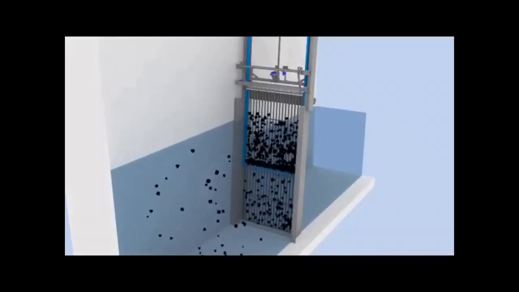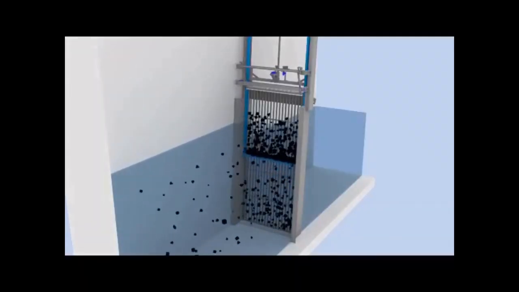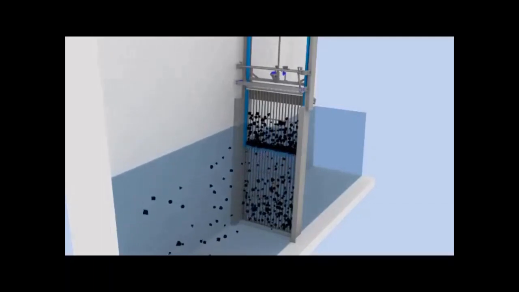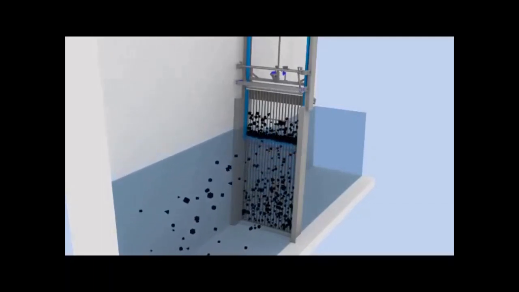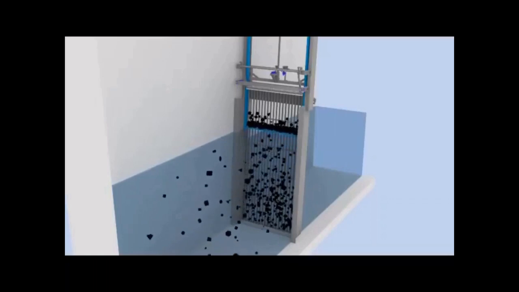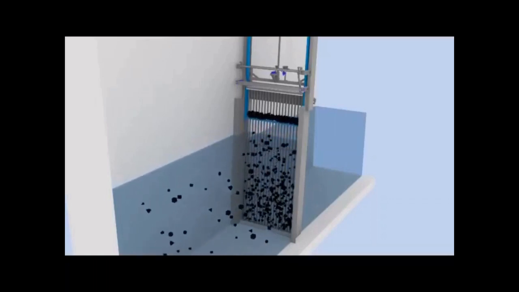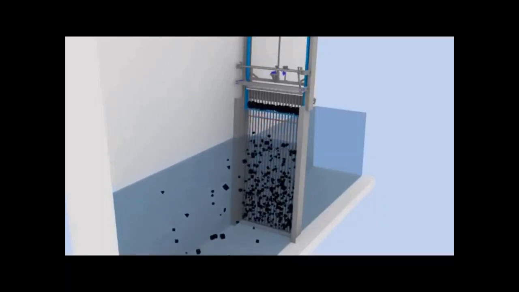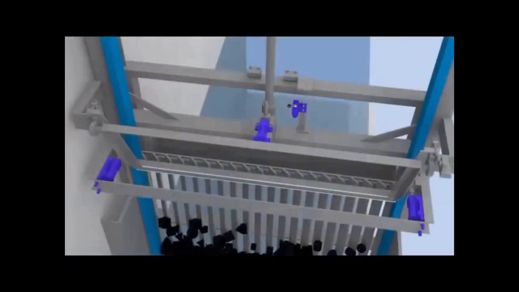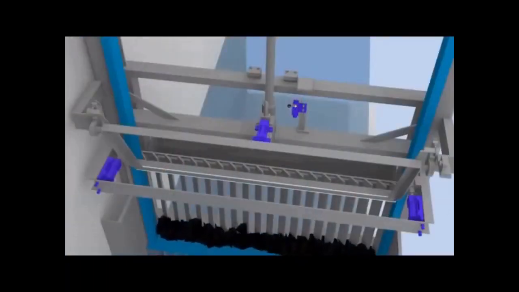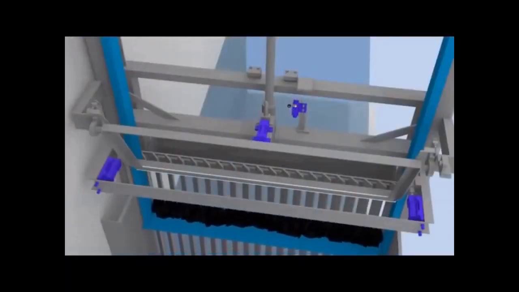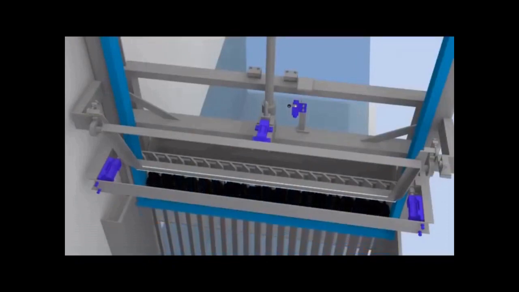This is how the process works. The incoming larger solid particles get sieved out by the screens, and the screens are periodically cleared out by rotary arms. This gradually pulls up the waste and carries it into waste disposal bins, from where it is sent to landfills.